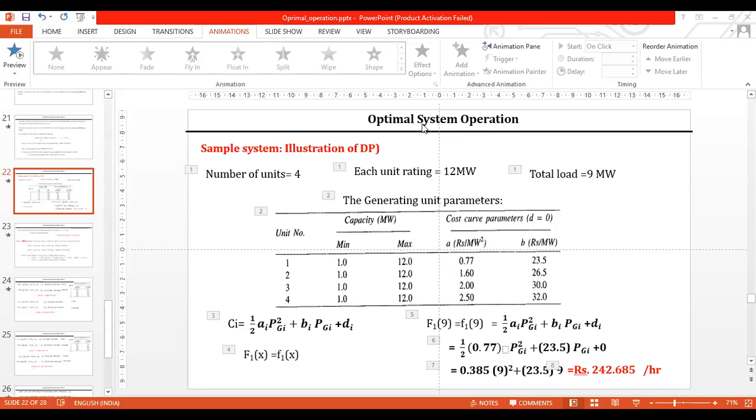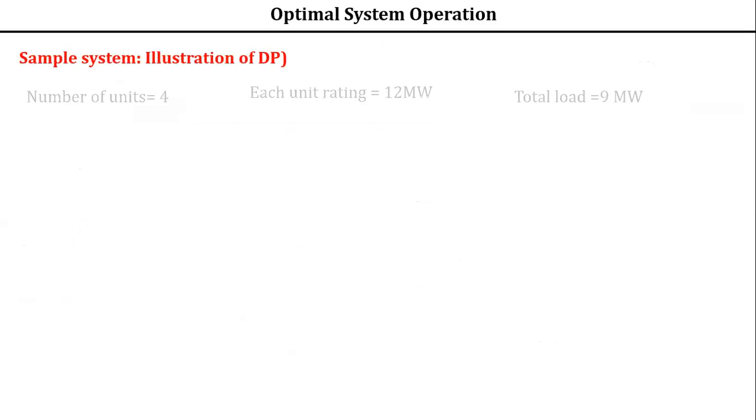Clear? So this is what we have said. I have explained it, but I was in between the dynamic programming illustration. In this illustration of dynamic programming, we have considered 4 units. You know that in the unit commitment problem we cannot operate all the units at all times because of the varying load and also considering different constraints. So to illustrate dynamic programming, we have taken the number of units as 4. There are totally 4 units.